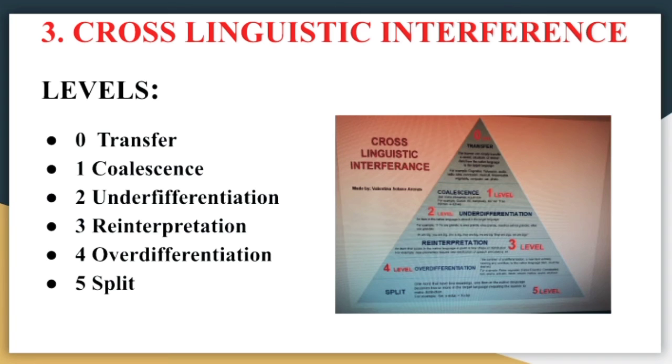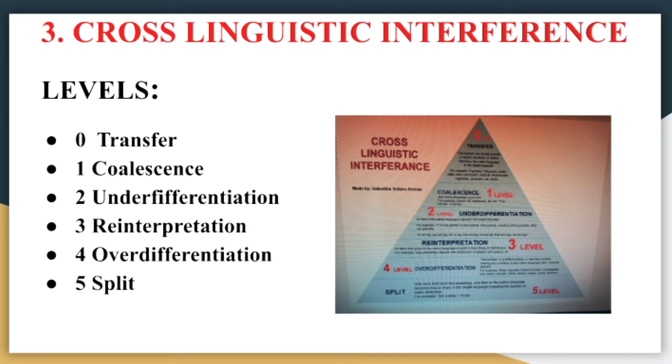Well, the third topic was cross-linguistic interference, which has six levels. The zero level is transfer, and this is where the learner can simply transfer a sound, a structure, or lexical item from the native language to the target language. The first level is coalescence, and this is joining some phonemes into just one.